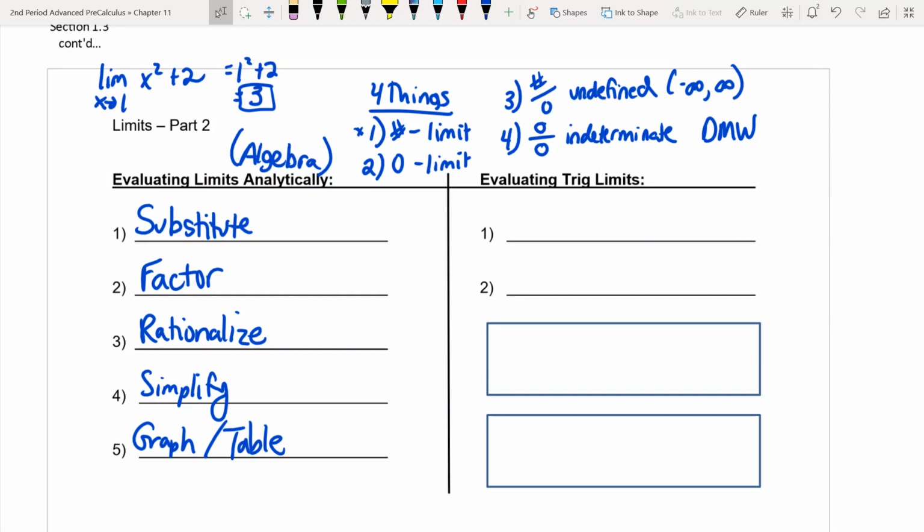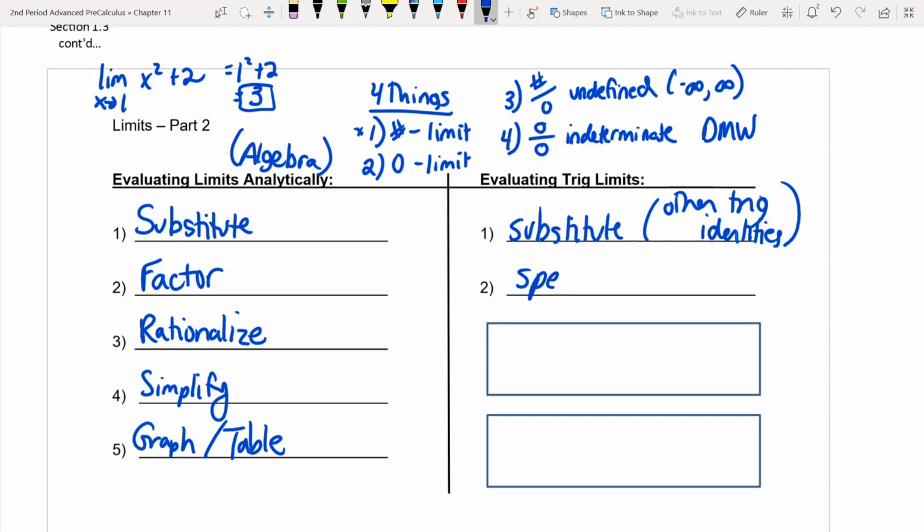With trig, there's only two things we need to look at. The first is we are going to substitute, and specifically also other trig identities. So we could be talking about substituting the value we're approaching right away, or we could be substituting in other trig identities, like sine squared plus cosine squared equals 1.